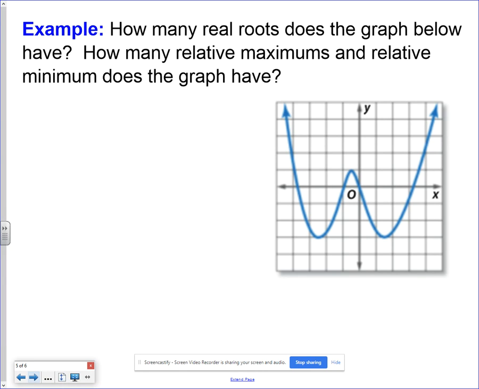Okay, so let's answer the first part of this question. How many real roots does this graph have? So how many times does the graph cross the x-axis? Well, this is counting. Crosses here, there, that's 1. Crosses here, 2. Crosses here, 3. And here, 4. So this graph has 4 real roots.